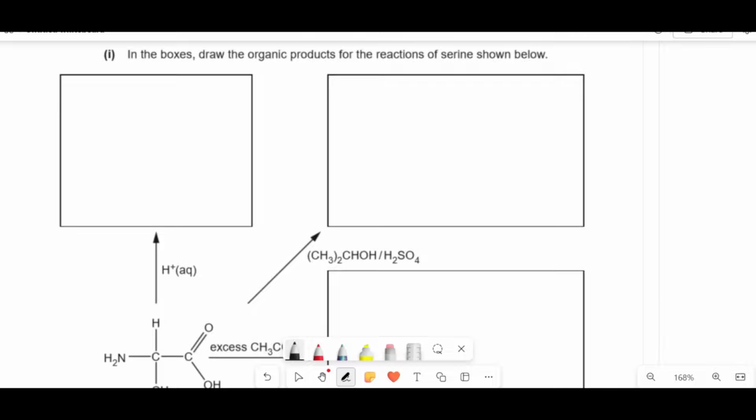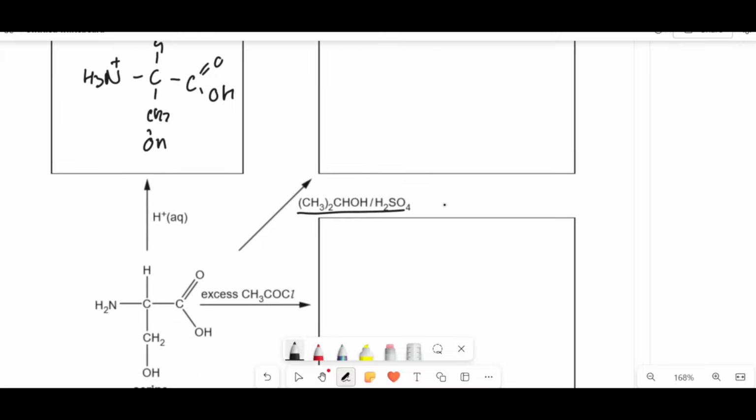So then what happens is we end up having this thing with just an NH3 plus on the other side. So it's going to be H3N plus CH, CH2OH, and then C double bond OOH. This is unaffected because it's nice and acidic. Here, we've added this stuff here, so we need to think about what we've added. We've added an alcohol and an acid.